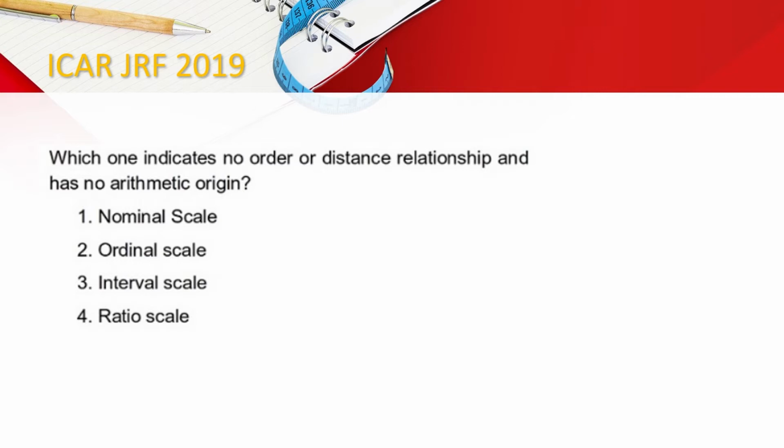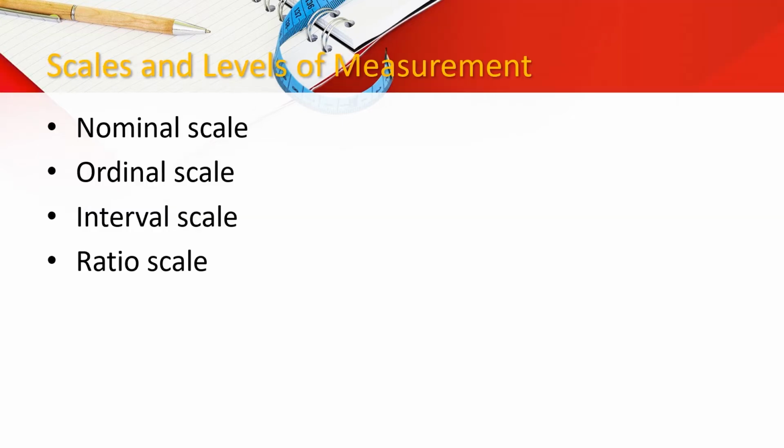I know most of you don't know about this topic, so I'm going to explain this for you. There are four levels of measurement, and they are nominal scale, ordinal scale, interval scale, and ratio scale. I am going to explain these one by one. First, we will move on to nominal scale.